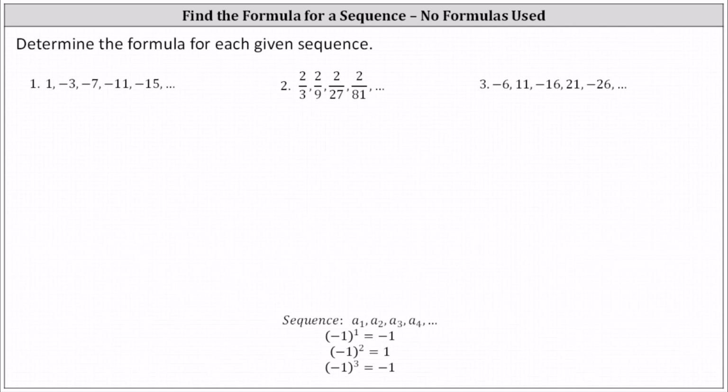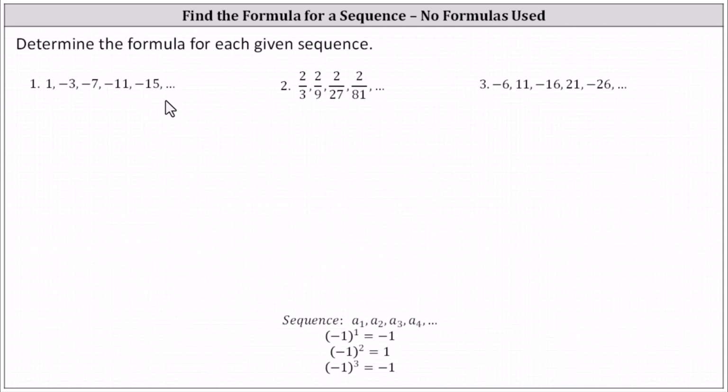Determine the formula for each given sequence. To do this, we'll analyze the sequence, hopefully notice a pattern, then write a possible formula, and then check to see if the formula actually works. Number 1, we have 1, negative 3, negative 7, negative 11, negative 15.